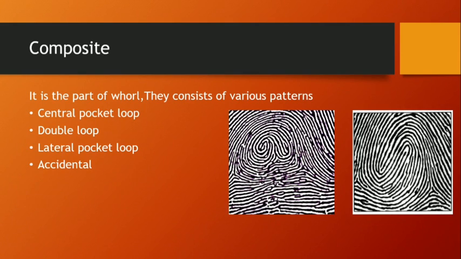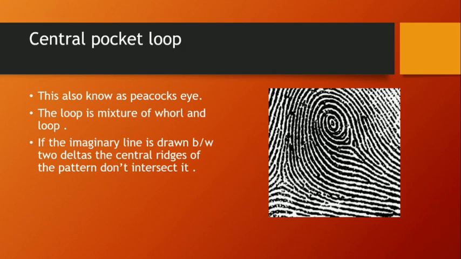There are 4 basic classifications of composites: central pocket loop, double loop, lateral pocket loop, and accidental. Central pocket loop. It is also known as peacock's eye. It is a mixture of whorl and loop. If an imaginary line is drawn between 2 deltas, the central ridges of the pattern will not be intersected. Lateral pocket loop.